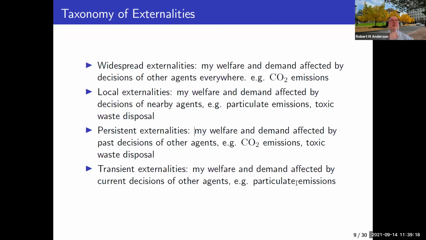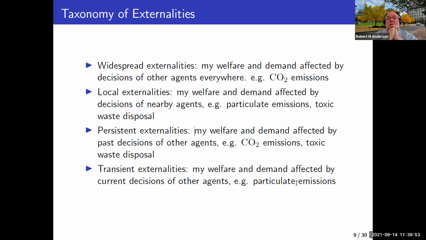Okay, so those are the three things that I think we've identified as problems with the formulation of general equilibrium, specifically for the consideration of global warming. I want to talk also about externalities. We want to have externalities in our model, and we will, but we need to look at what kinds of externalities we need. So some are widespread, where my welfare is affected by decisions of other agents everywhere.